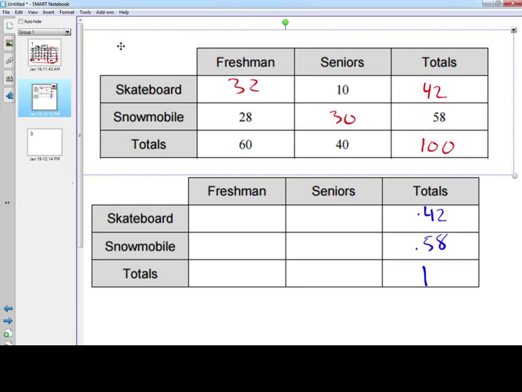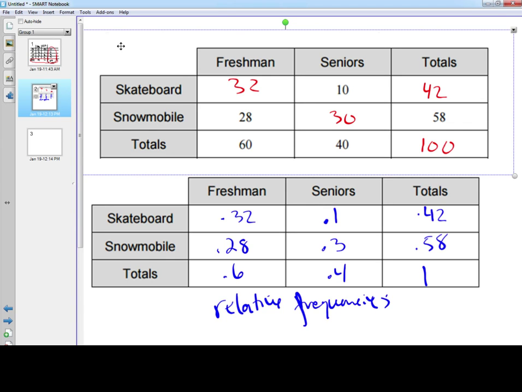Senior skateboards. What's my relative frequency there? 10 divided by 100? 0.1. How about the 30? What's that become? 0.3. 0.4. 0.28. 0.32. Okay, so at the top I've got my distribution. Down at the bottom, this is called my relative frequency. Relative frequencies, okay? Questions between those two?